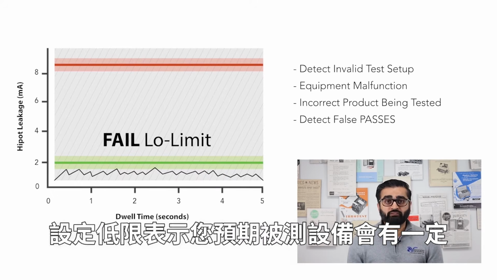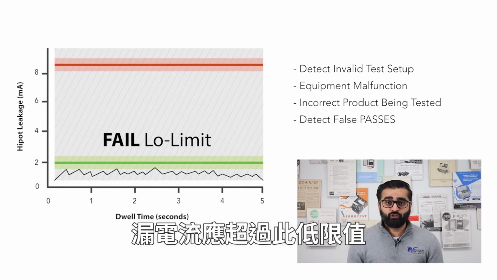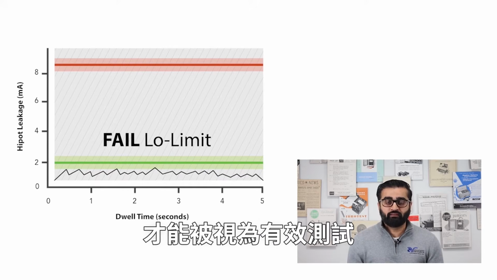Setting the low limit indicates that you expect a certain amount of leakage current for a device under test. At the minimum, the leakage current should exceed this low limit value in order to be considered a valid test.